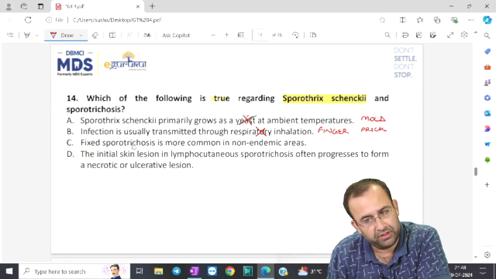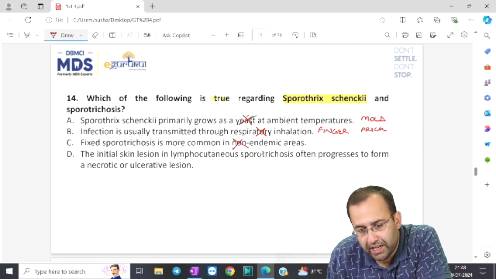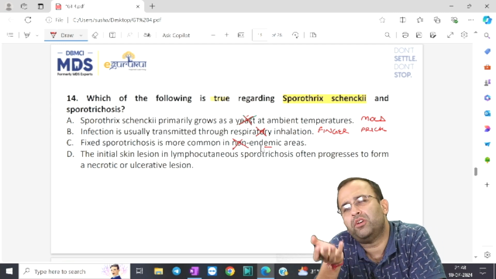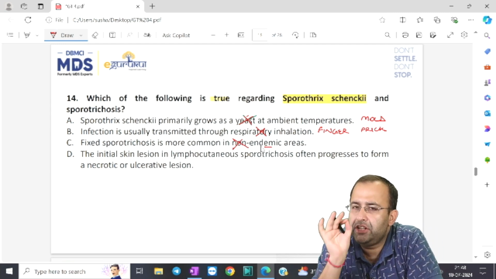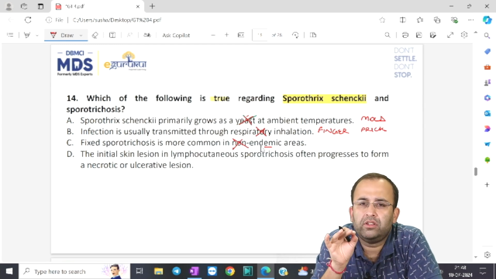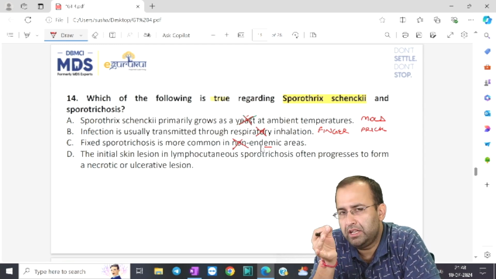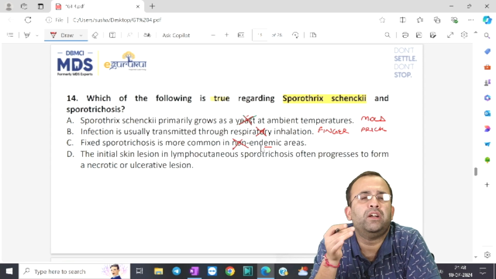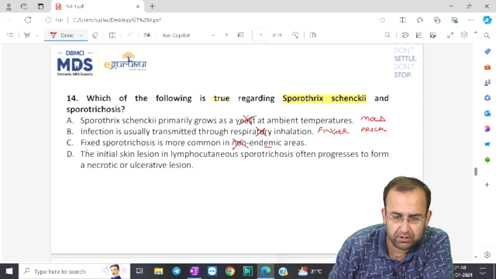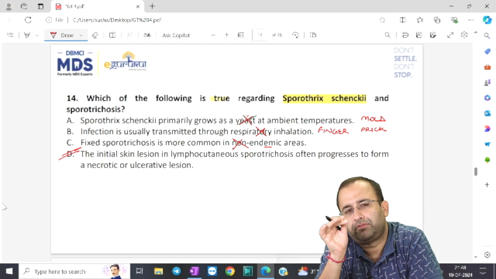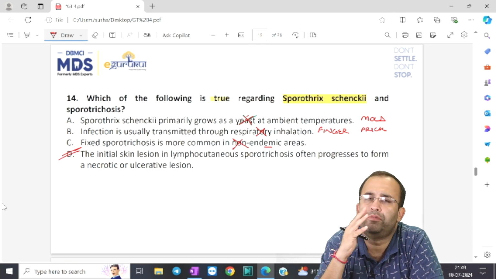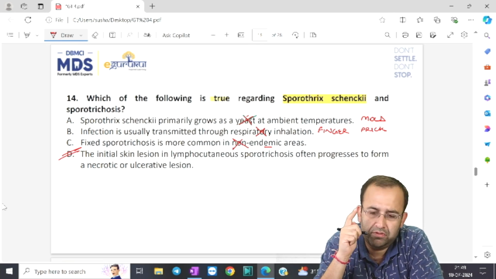Fixed sporotrichosis is more common obviously in endemic area. Why will it be more common in non-endemic? When the finger prick happens, the initial lesion is lymphocutaneous. There are firm tender lymph nodes, and then it progresses to necrotic or ulcer. There is ulceration or necrosis. So which statement was true? Options 1, 2, 3 were incorrect.